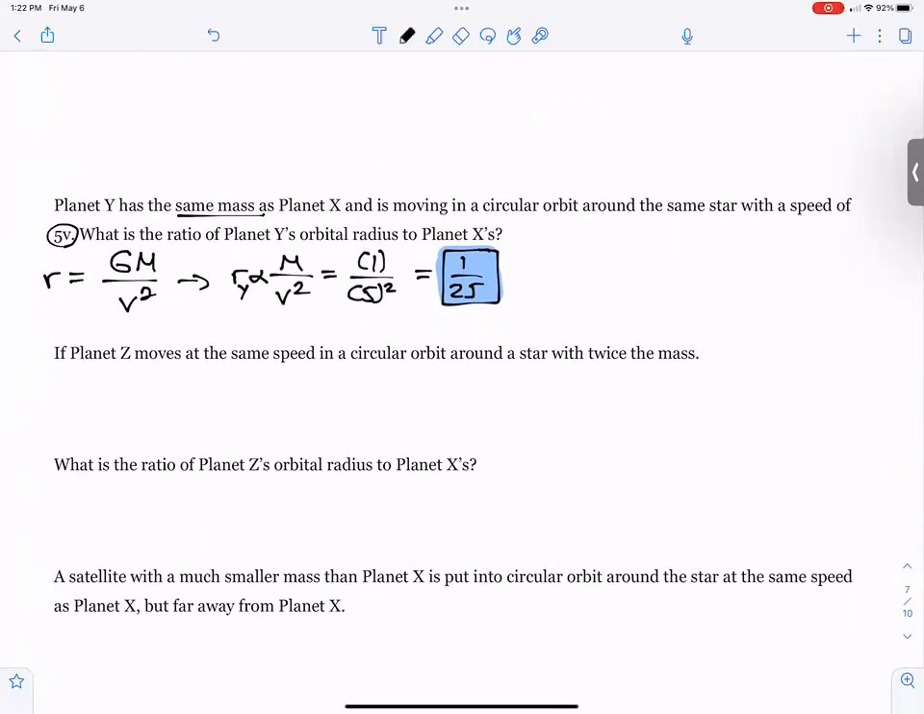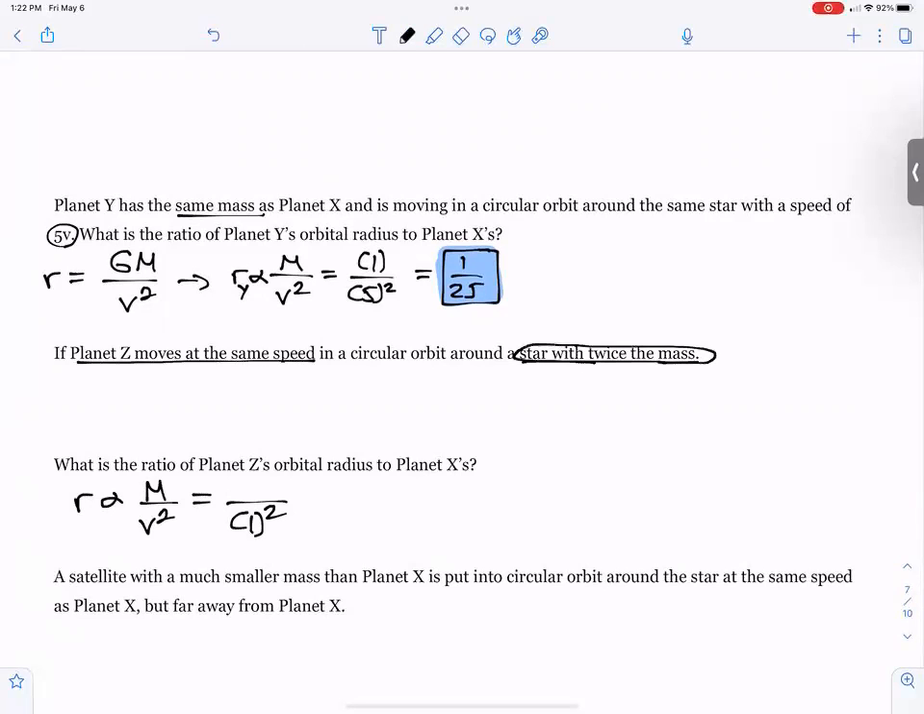Planet Z moves at the same speed in a circular orbit around a star with twice the mass. Okay, so r is proportional to m over v squared. Well, planet Z moves at the same speed, so I'm going to put a 1 squared down here because the speed didn't change. But the star has twice the mass, so I'm going to replace m with the number 2. And so we get 2 over 1, which is 2. The ratio would be specifically 2 to 1. In other words, planet Z would be twice the orbital radius of planet X, twice as far.